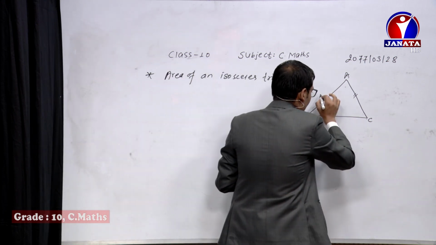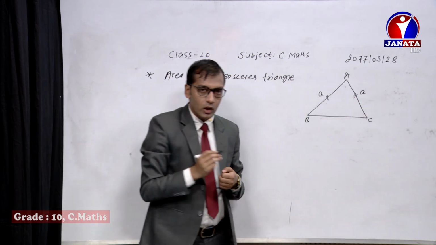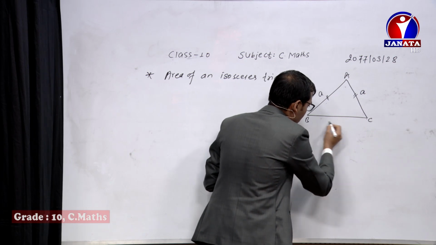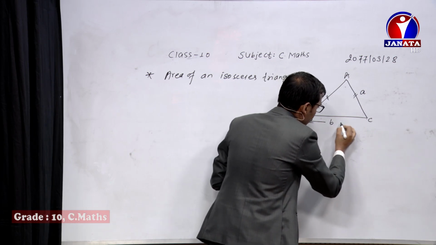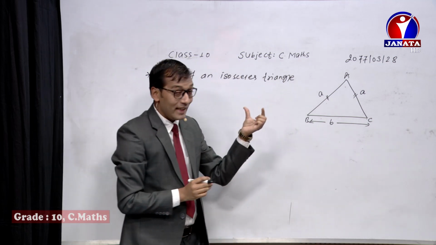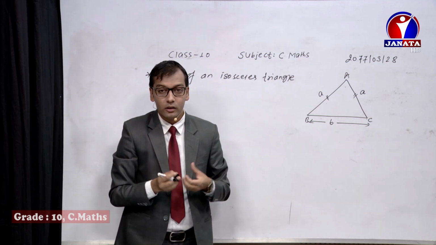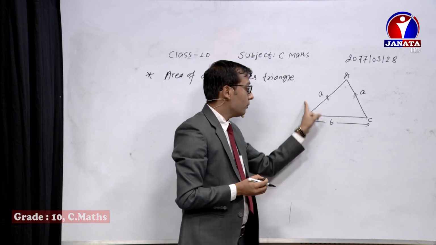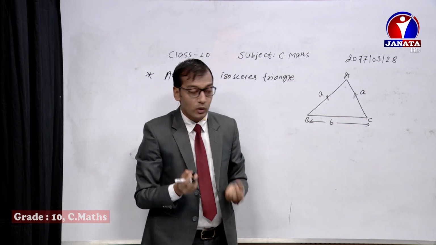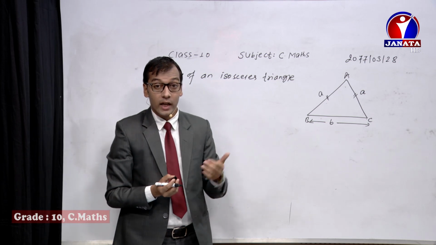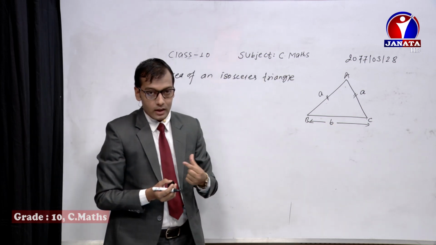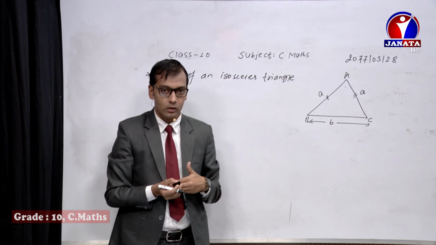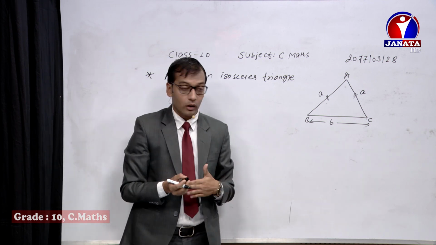Let me denote the equal sides of the isosceles triangle by A and the remaining side, or base, by B. So what is small a? Small a is the length of the equal sides of the isosceles triangle. Here AB and AC are equal, so both sides are denoted by the same A, which are the equal sides. And what is small b? It's the base or the third side, or we also say the remaining side of an isosceles triangle.